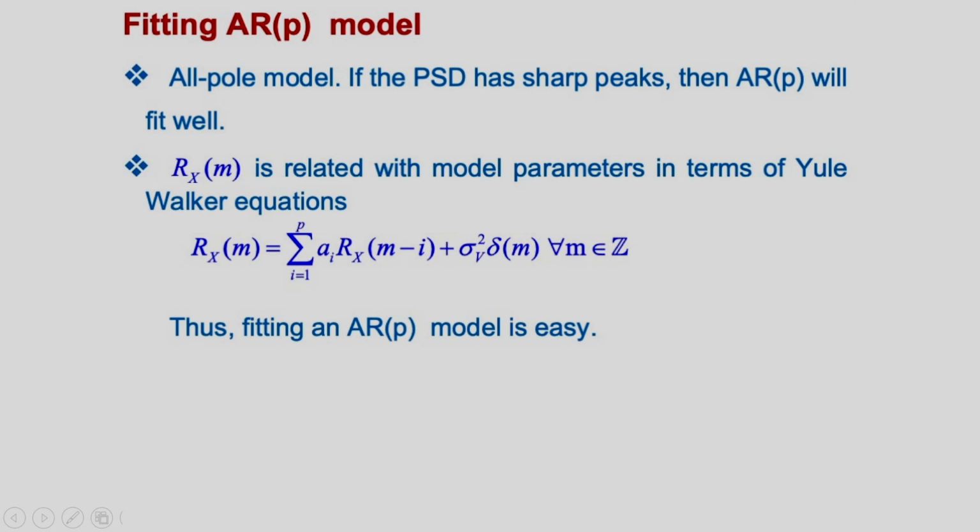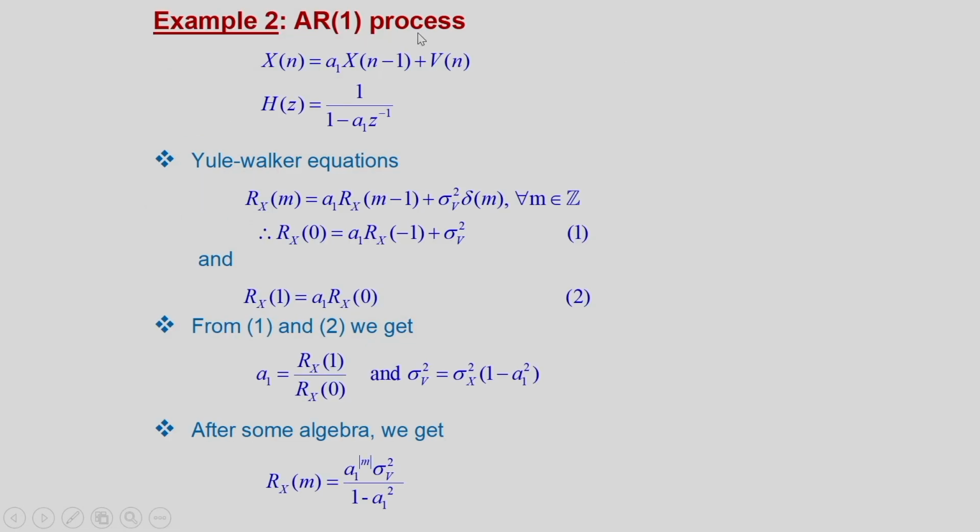We will consider one example, the AR(1) process. This difference equation is x[n] equal to a1 x[n-1] plus v[n], and the corresponding H(z) will be equal to 1 by 1 minus a1 z^-1. So, only one pole is there, at z equal to a1.